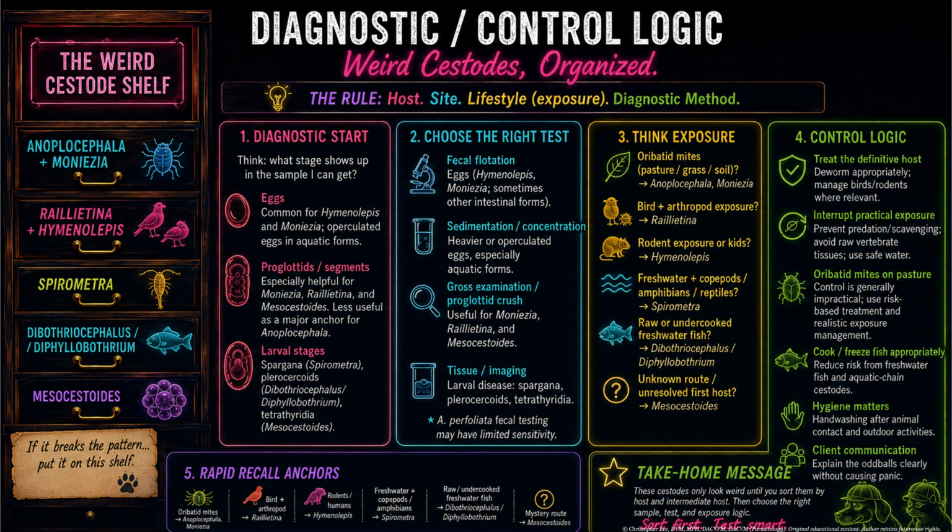A negative equine fecal examination does not reliably exclude Anoplocephala perfoliata because coprologic sensitivity is limited. Larval disease changes the diagnostic window. Spargana, plerocercoids, and tetrathyridia may require tissue examination, imaging, effusion cytology, surgery, histopathology, or molecular confirmation.